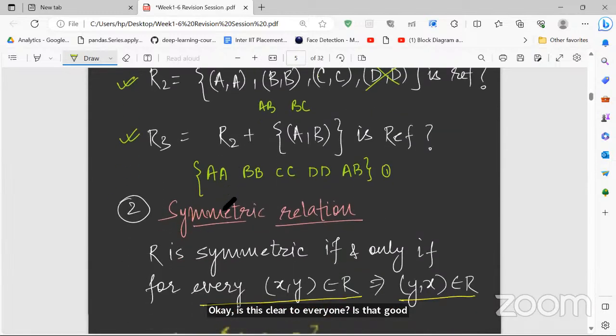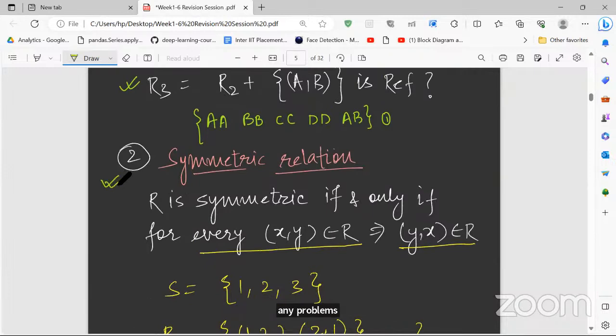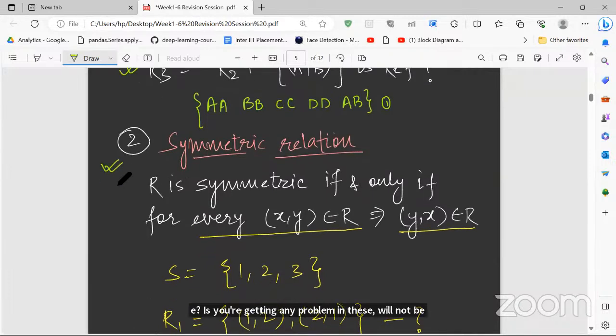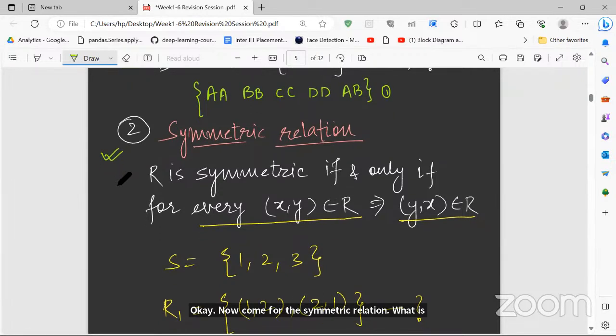Okay. Now come to the symmetric relation. What is a symmetric relation? Can somebody define it, or should I define it? I just wrote it here. R is a symmetric relation if and only if, for every (x, y) belonging to R, there is no condition on S. For all (x, y), (y, x) should be present.